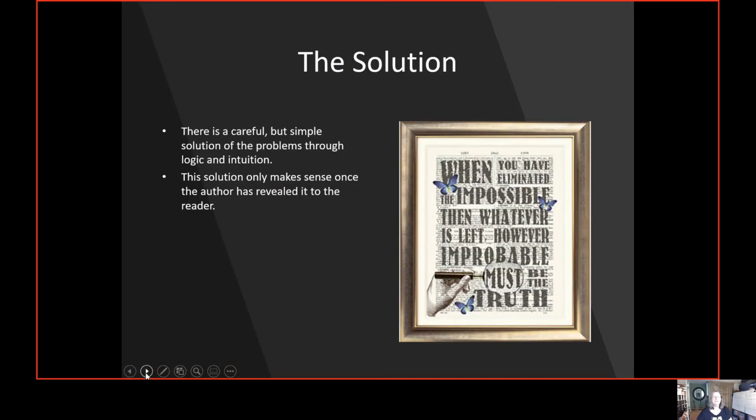So in detective fiction, there is a careful but simple solution of the problems through logic and intuition. The detective is able to piece the clues together logically and follow his or her or their gut feeling to produce the solution. And the solution only makes sense once the author has revealed it to the reader. So in good detective fiction, the reader should not be able to solve the crime that was committed in the book before the detective reveals the answer.